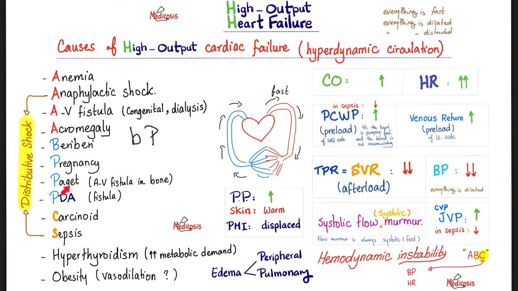You have pregnancy, Paget disease, because it has an AV fistula, usually in the bone, because the bones are hypervascular in Paget's disease. Patent ductus arteriosus. You can think of it as a fistula, which is something that speeds up the circulation because you will have to bypass the capillaries. The C, carcinoid syndrome. S, sepsis. Don't forget hyperthyroidism and obesity. All of these patients will have wide pulse pressure.